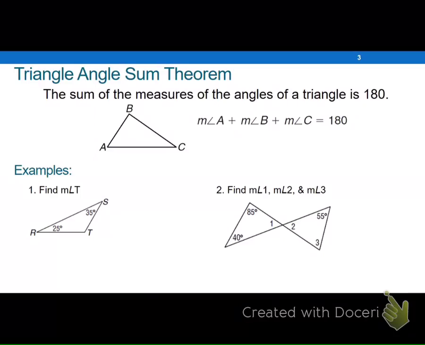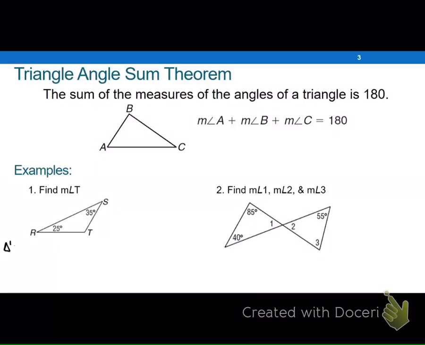All right. So the triangle angle sum theorem. The sum of the measures of the angles of a triangle add to 180 is what this is saying. So all the measures add to 180. So find the measure of angle T. What would you do, Desiree, to find the measure of angle T in number 1?